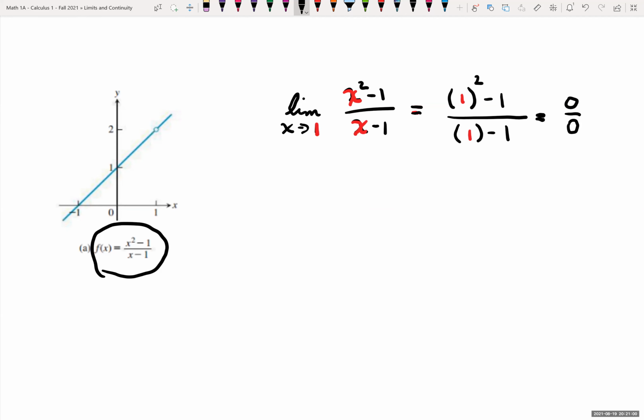So you're going to hear this a lot in this course. When we get something in the form of 0 over 0, this is called an indeterminate form. So note, 0 over 0 is an indeterminate form.